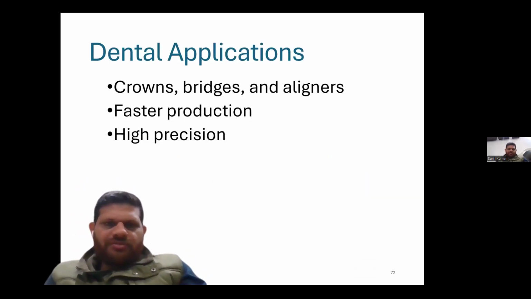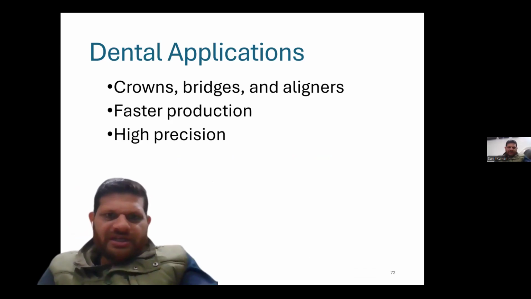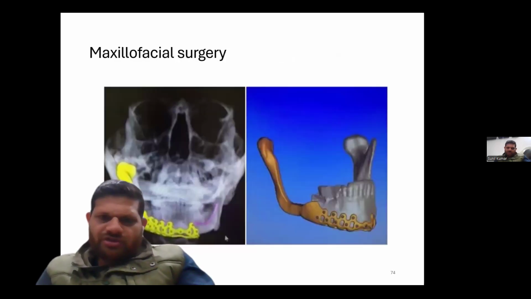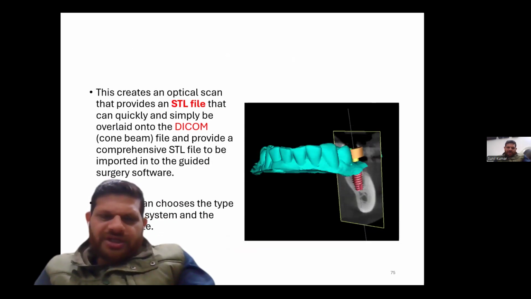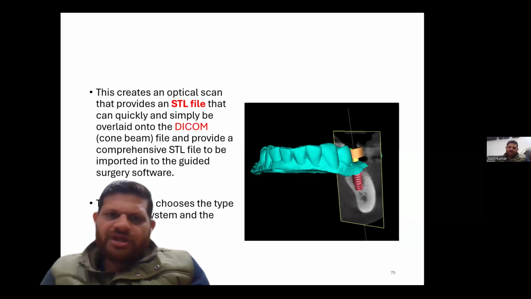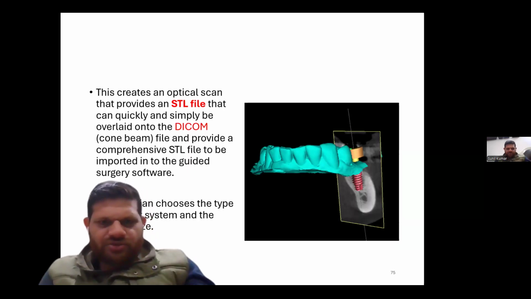We also have the use of 3D printing in dental applications, where you can commonly see 3D printing materials used. In maxillofacial surgery, where the lower jaw or part of the lower jaw is not available, we can create the part with 3D printing and fit it in the mouth, or we can even replace the whole lower jaw. In this, again with the help of an optical scanner that provides an STL file, that can quickly and simply be overlaid onto the DICOM file to provide a comprehensive STL file to be imported into the software for the surgery. And the clinician chooses the type of implant system and the implant size.